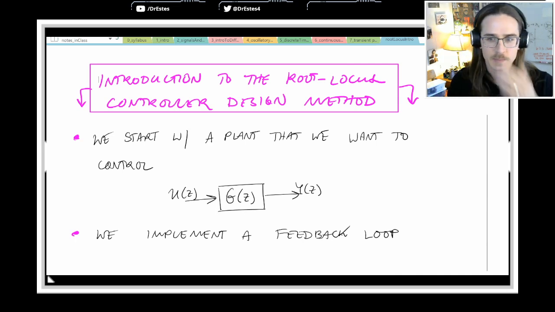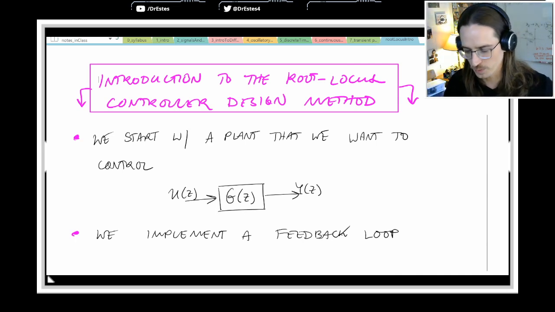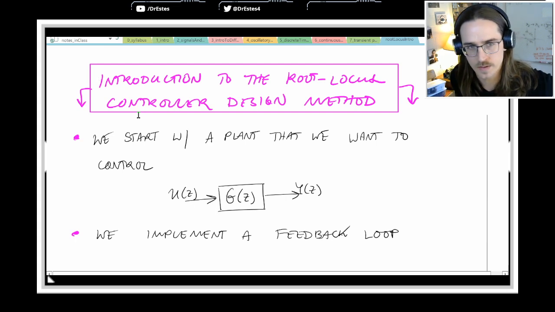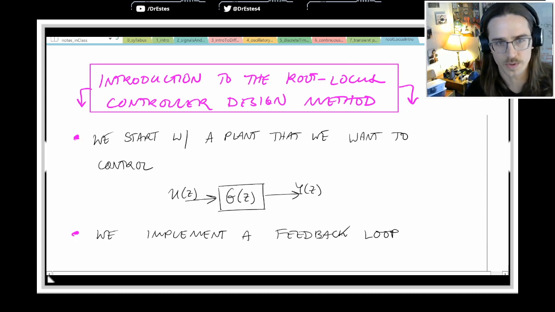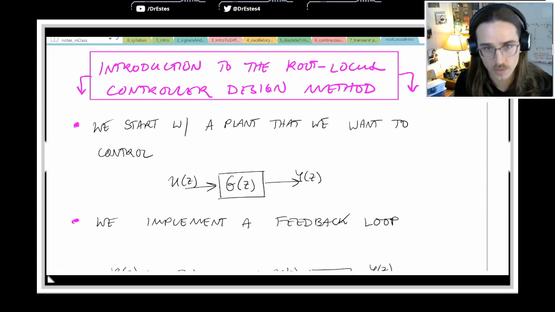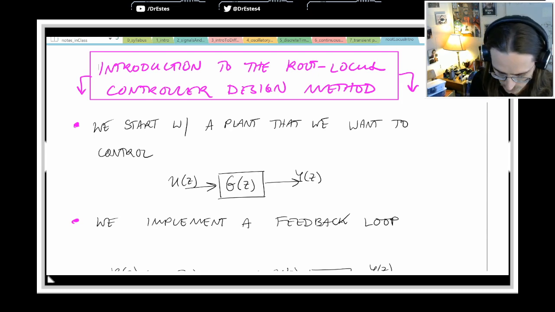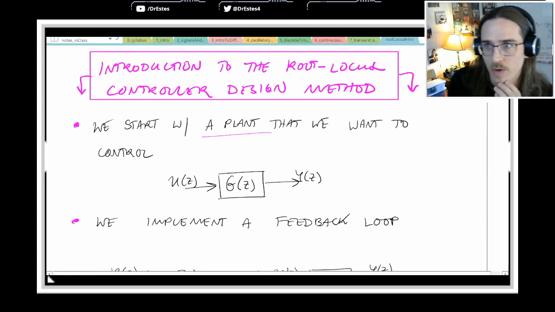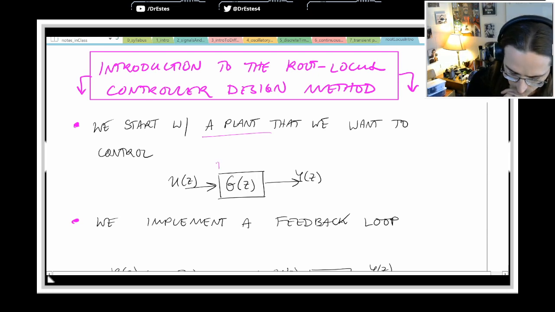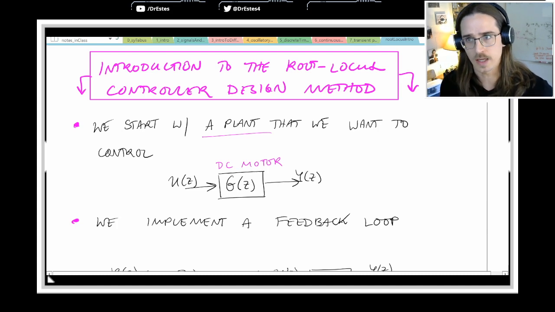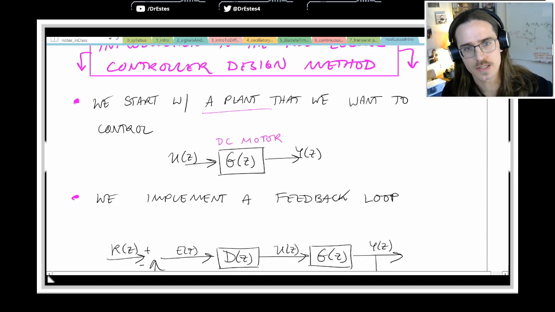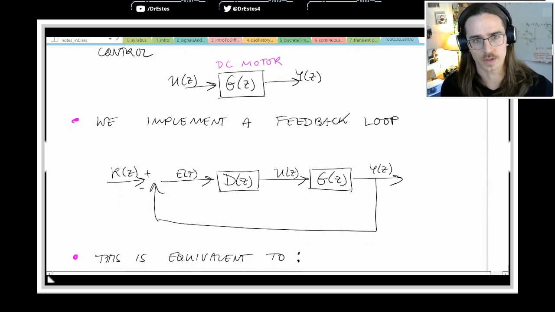Started here, we're going to be talking about the root locus design method. So how we're going to start this is I'm going to motivate what we're doing. Okay, so here's the basic idea. We start with a plant that we want to control. For us, we've been using this DC motor for now. And for control, this is the type of feedback loop we've been looking at.